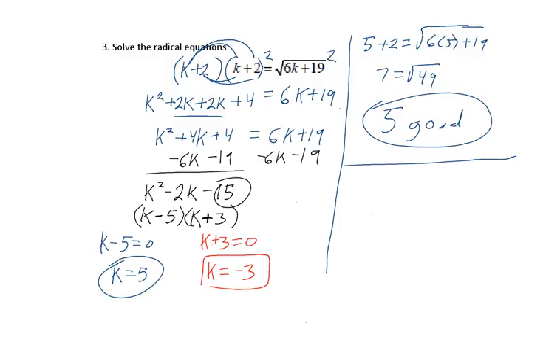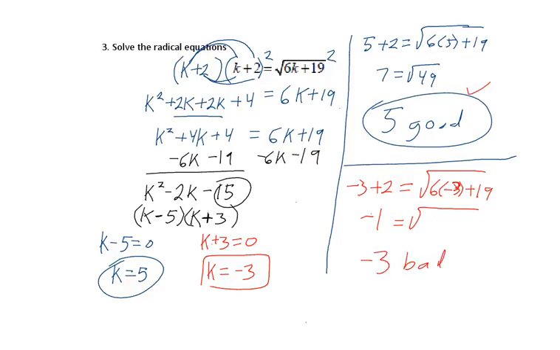Let's try negative 3. So you get negative 3 plus 2 equals the square root of 6 times negative 3 plus 19. Well, wait a minute. Negative 3 plus 2 is negative 1. And earlier, didn't we say square roots cannot equal negative numbers? So that means negative 3 is bad. So 5 is the only good answer.